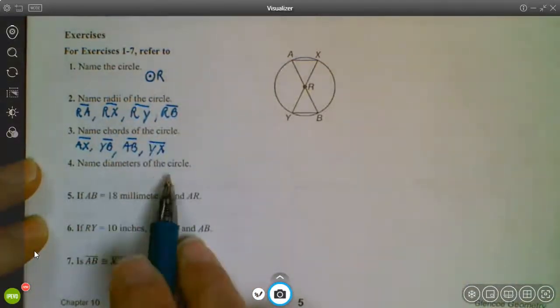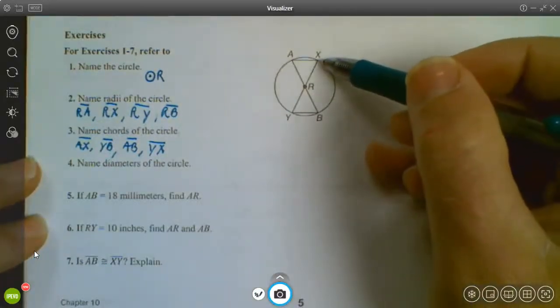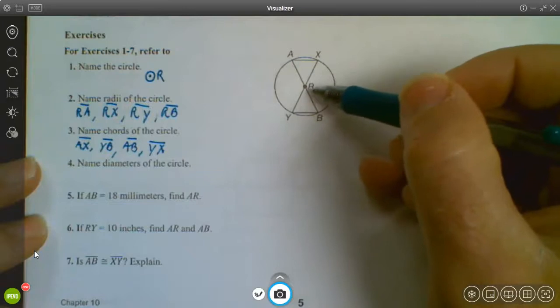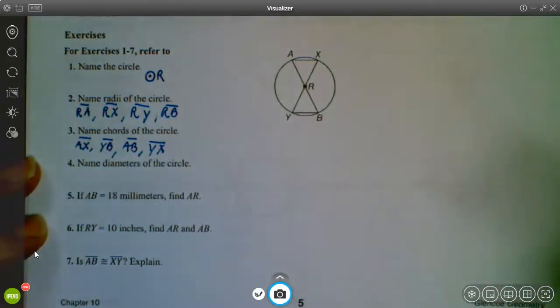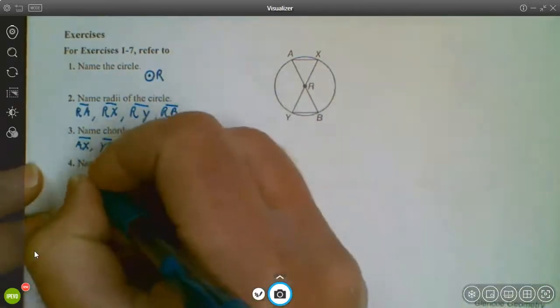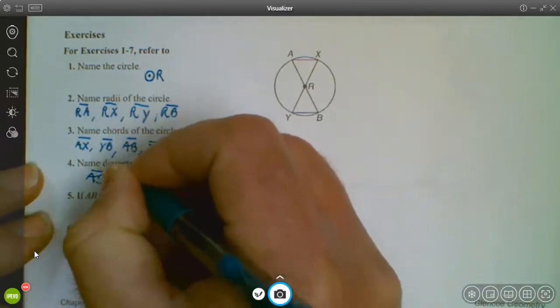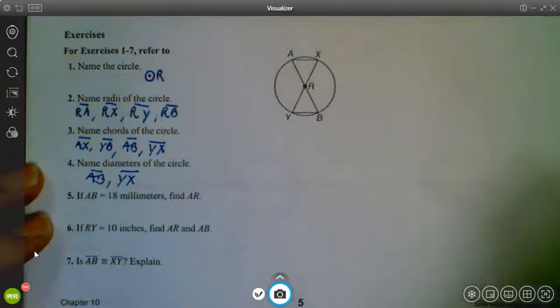All right, so name the diameters. Speaking of, remember the diameter must go from one point on the circle to another, but it does have to pass through the center of the circle. Remember, the diameter is always the largest chord within a circle. So let's say AB and YX. Those are 2 diameters.